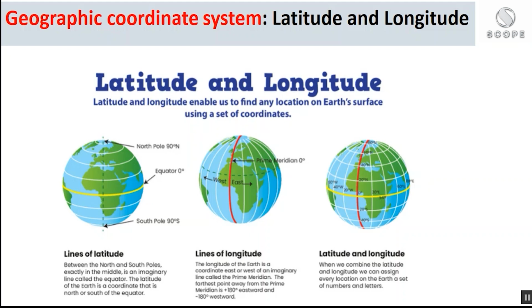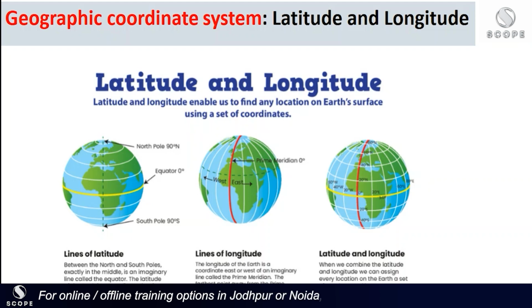Using these lines, we can express any location on the Earth with a set of coordinates, like an address for the planet. For example, if you are at 40° north latitude and 74° west longitude, you are in New York City. Every part of the Earth's surface has a unique latitude and longitude.